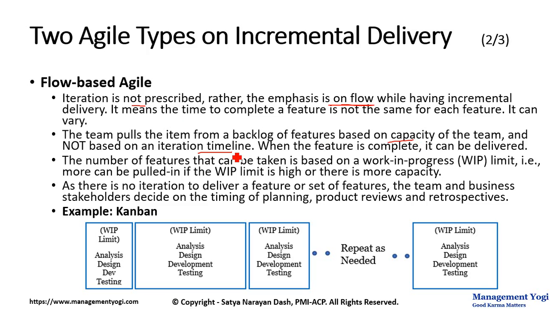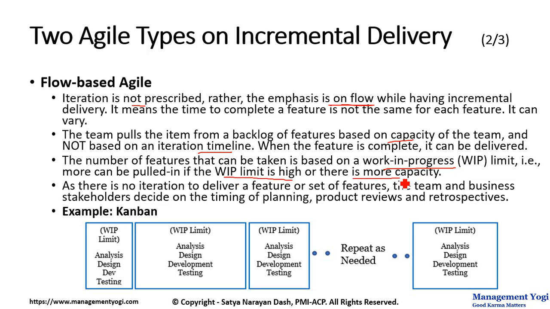In iteration-based Agile, the team decides that this is the 2 weeks of timeline and we can deliver this many features in these 2 weeks. Here in flow-based Agile, it is based on the capacity of the team. If the team is available, then they can deliver the feature. When the feature is complete, it can be delivered. The number of features that can be taken up is based on the work in progress limit, or in short, the WIP limit. More can be pulled in if the work in progress limit is high or there is more capacity.